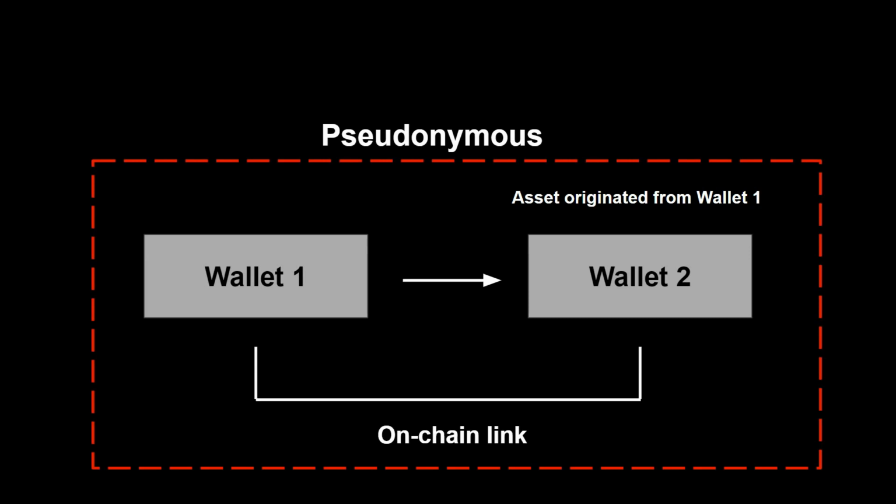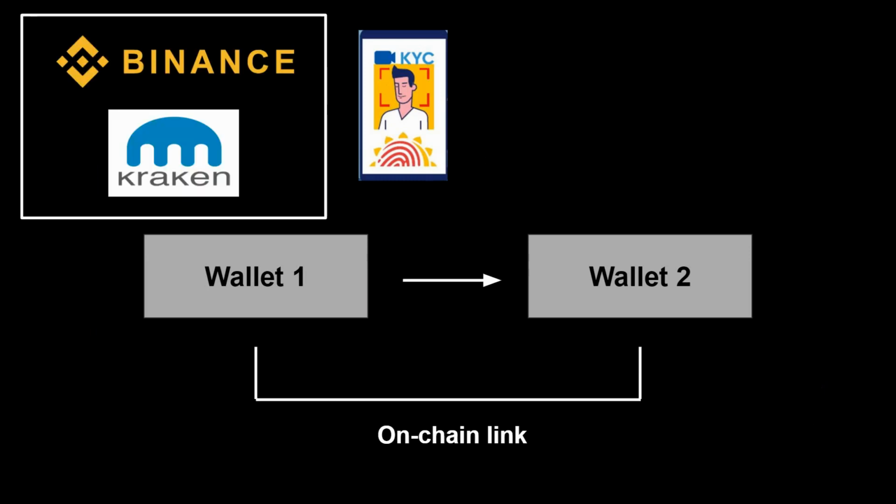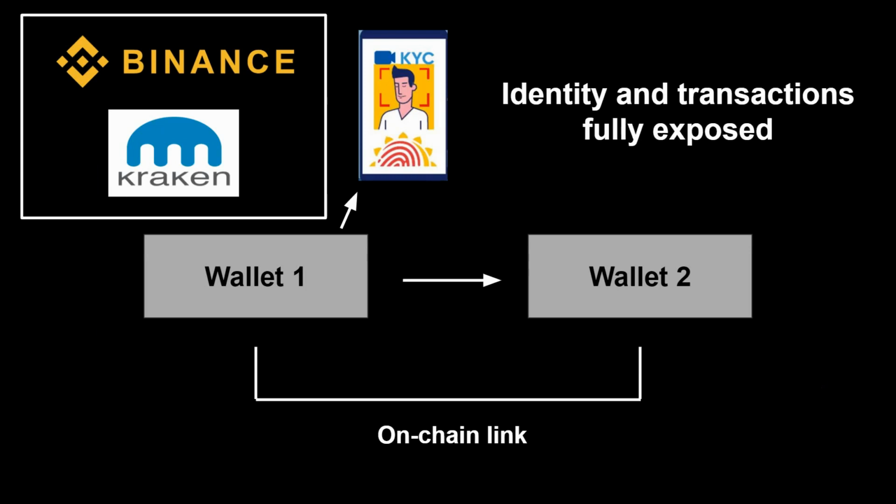But it gets even worse, because we've all done KYC for whatever reason, and many of the holders of these KYCs, such as centralized exchanges, have the ability to not only track the transactional history of a particular wallet, but in some instances also link that wallet back to a real-world identity, meaning that both your identity and your transactions are fully exposed, which is quite dangerous.